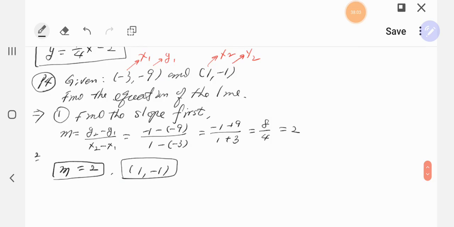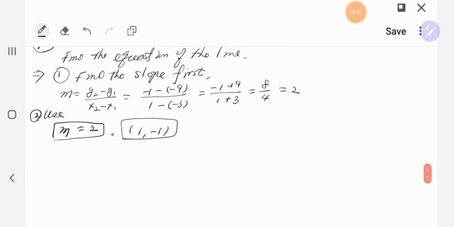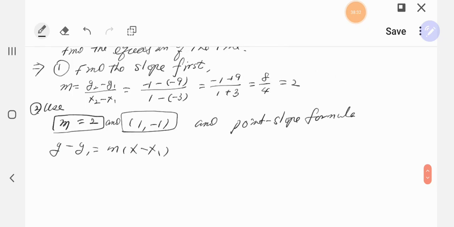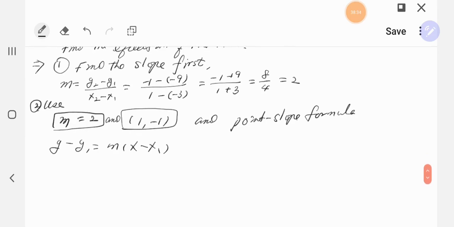Number 2. To write an equation, let's use this point and the point slope formula. That is y minus y1 equals m times x minus x1. So always, we need slope and a point. If slope is not given, find it.